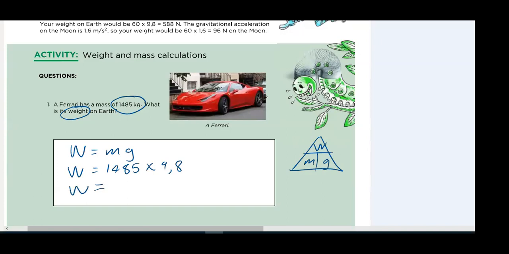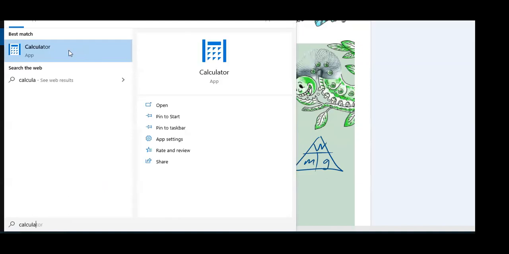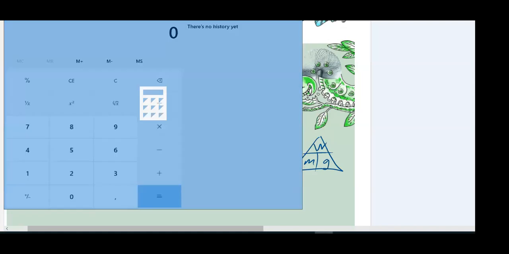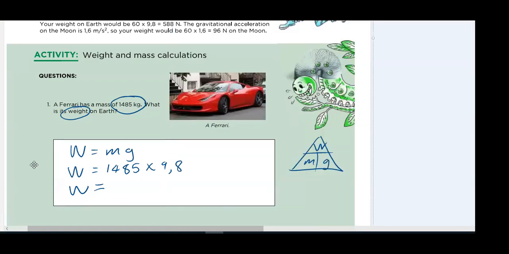You get your calculator. And I wish I had my calculator with me right now, but I don't. So we call up the calculator app, and there it appears, and we work out 1,485 multiplied by 9.8. We get an answer of 14,553. And the answer is 14,553 newtons.